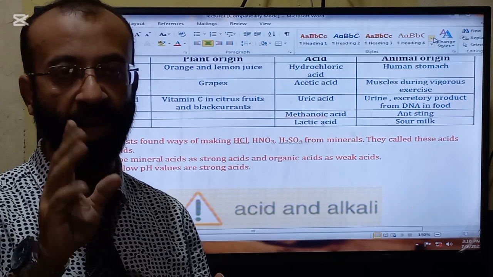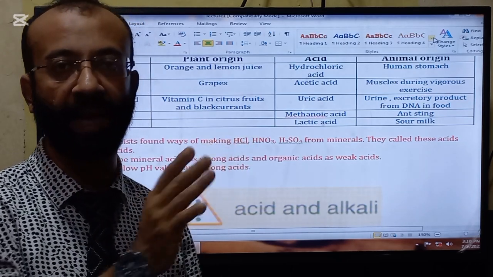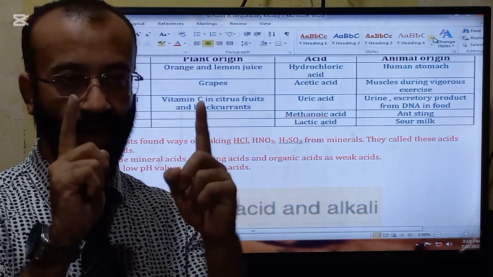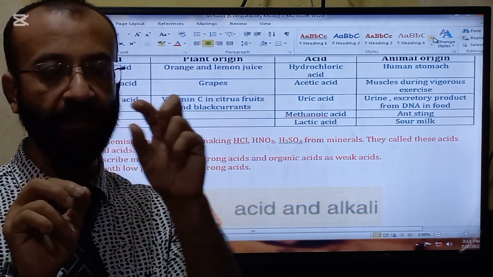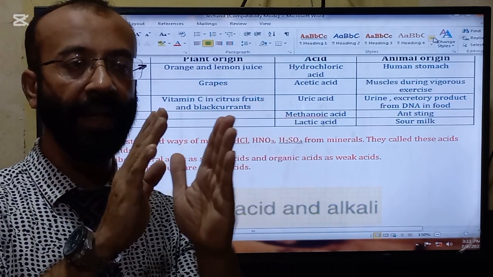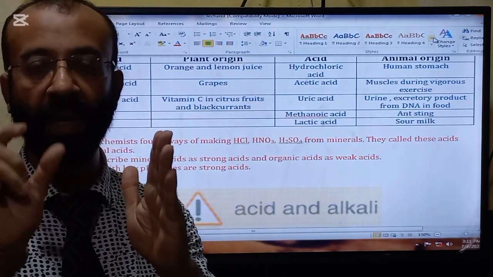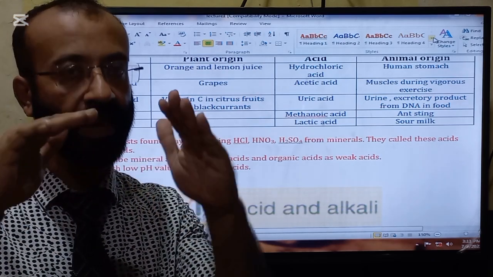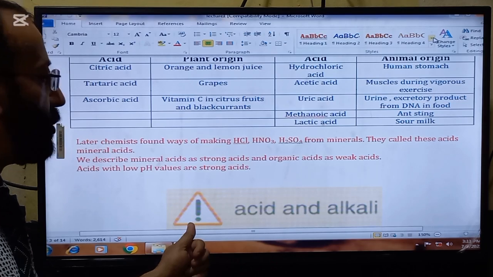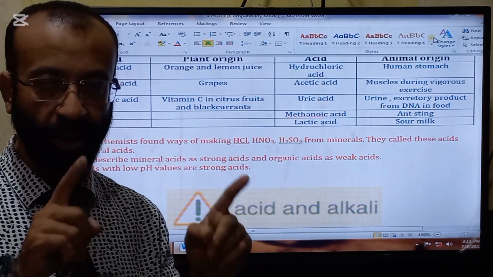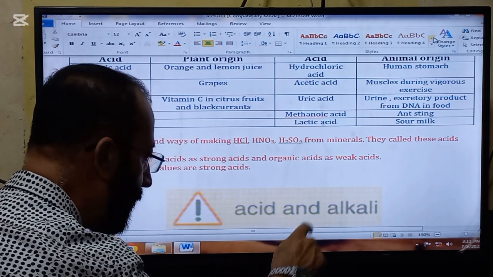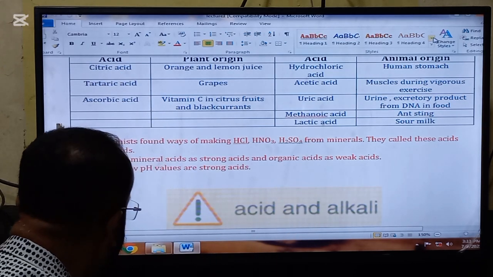So the things which are having pH lesser than 7 are called acids. But in this category, lesser than 7, the acids which are having low pH will be more acidic, and the acids which are having high pH will be less acidic. And this is the sign which is normally put on the containers which are having acid. So this is the sign. This question normally comes in the MCQs paper.